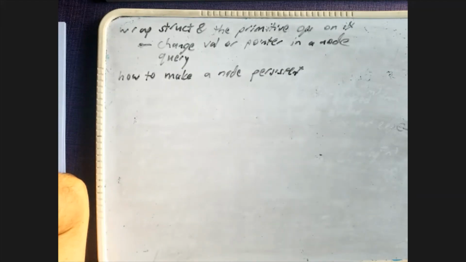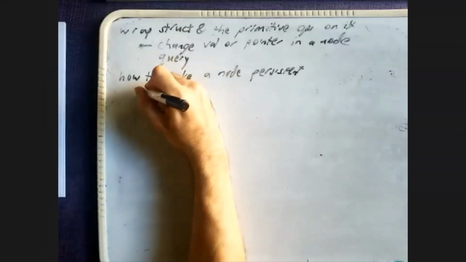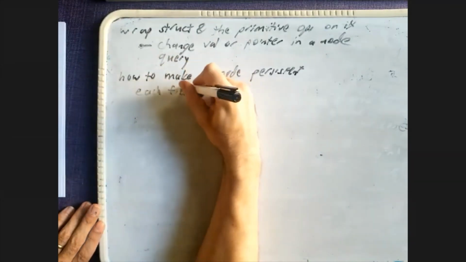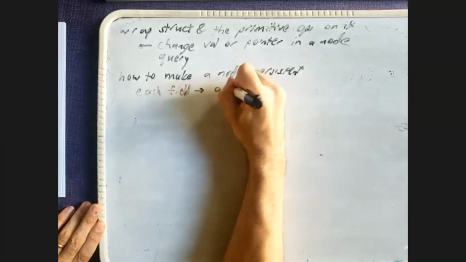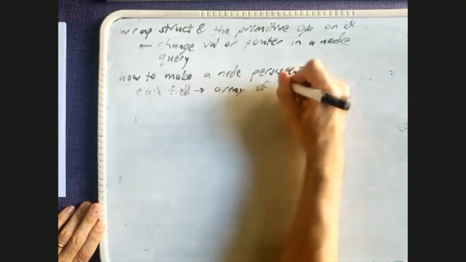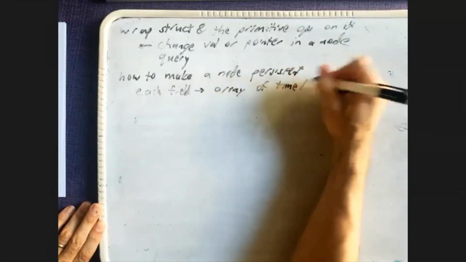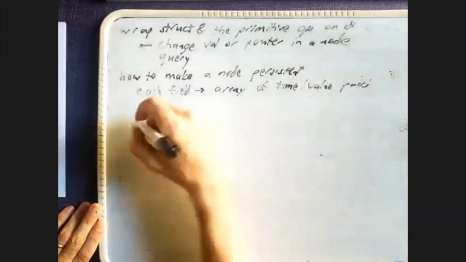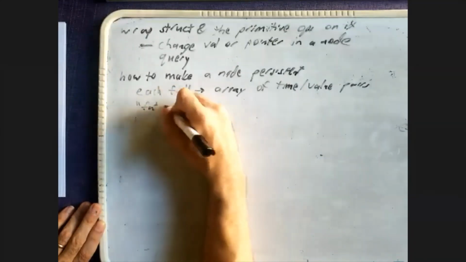What's the most naive brute force way to version a piece of data? Just remember everything. Back up everything. Yeah, just remember everything, right? So what I'm going to do is change each field into an array of time value pairs. This is called the fat node method.